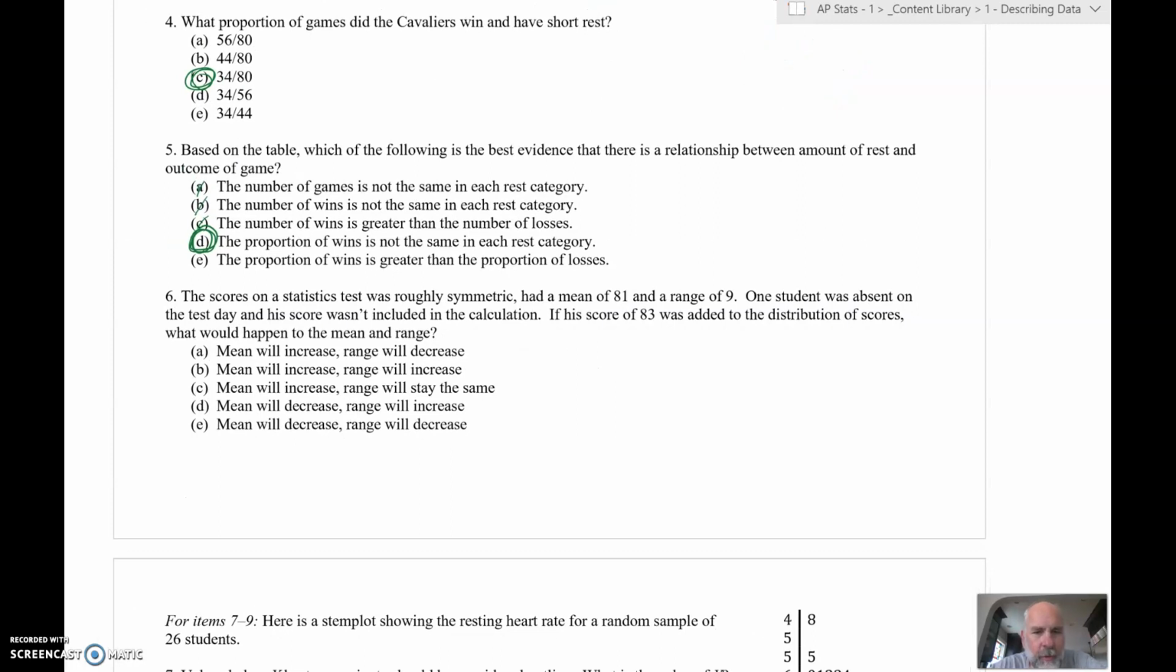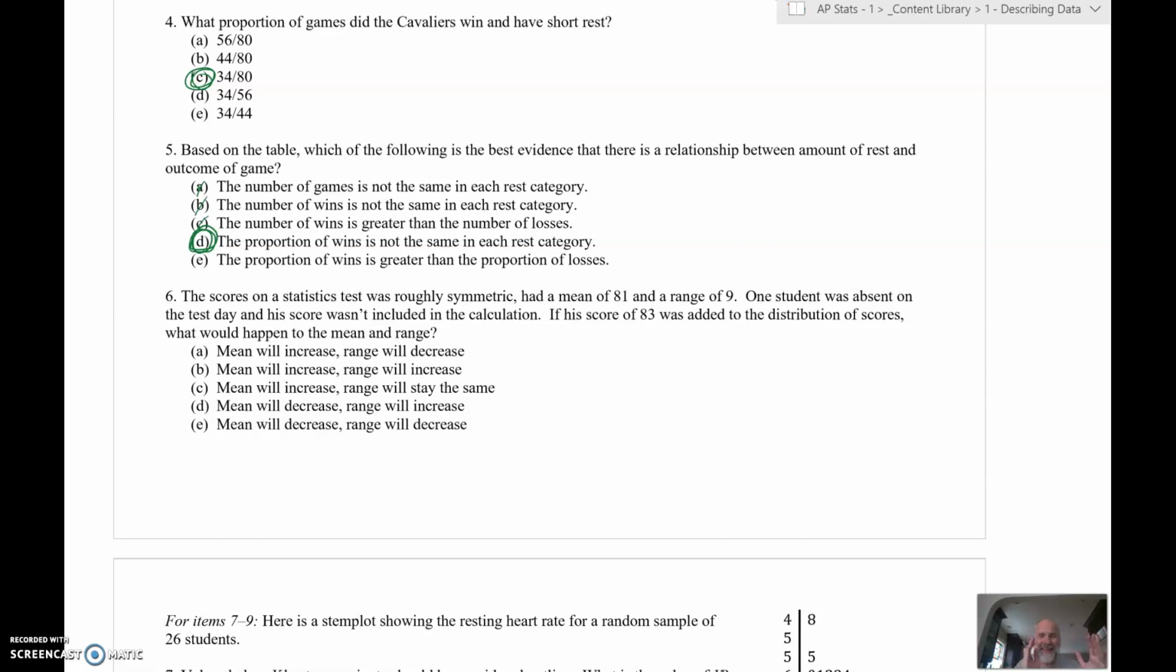Okay, scores, roughly symmetric, mean of 81, and a range, from the bottom to the top, of 9. One student was absent and his score wasn't included, but now they add the 83. So the mean was 81 and the range was 9, and it's symmetric. So the bottom is roughly going to be 76 or so, and the top is going to roughly be 85. I know that's not exact, but it's going to be about that.